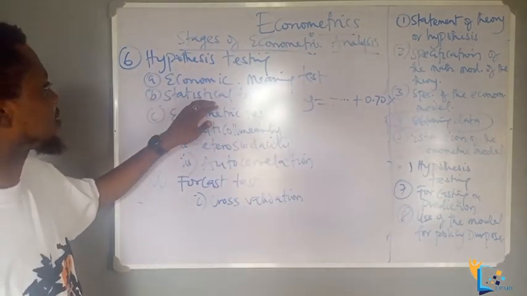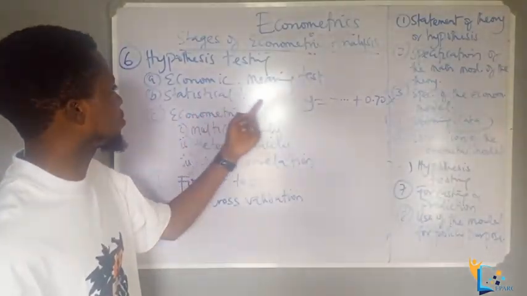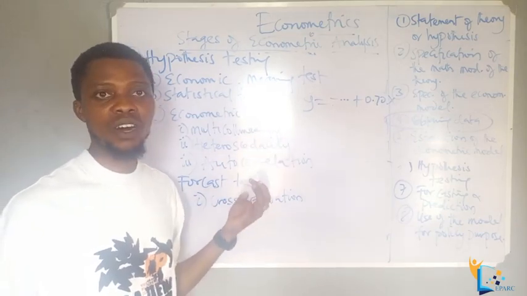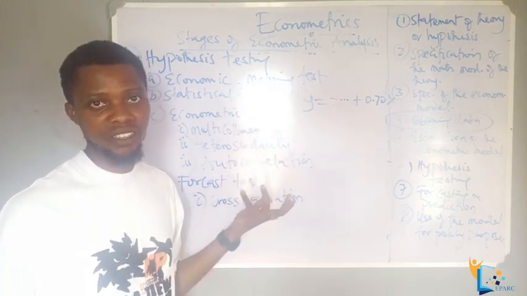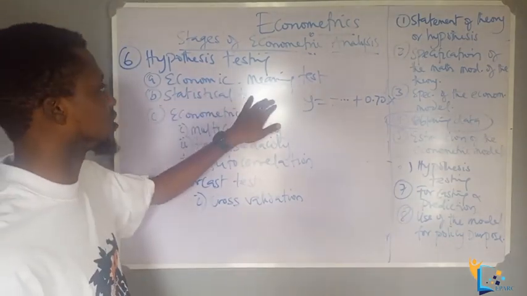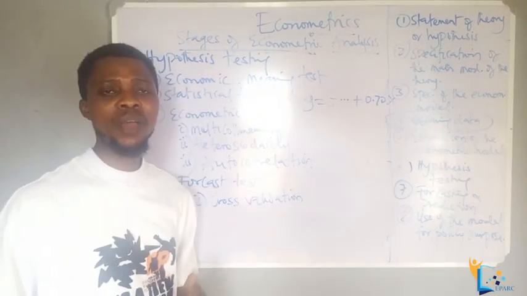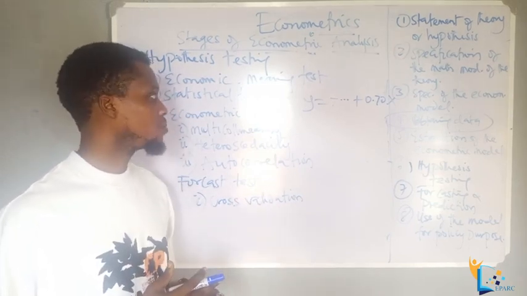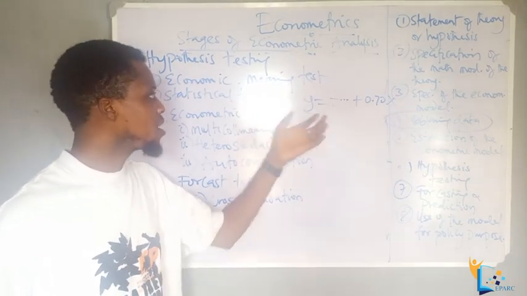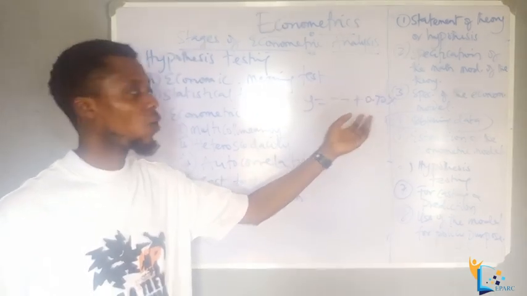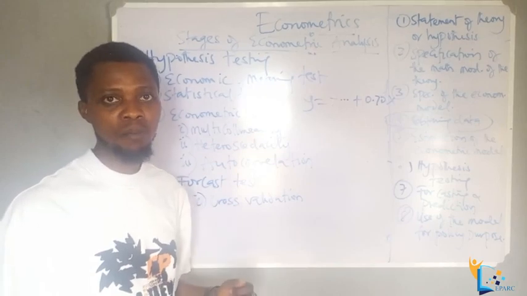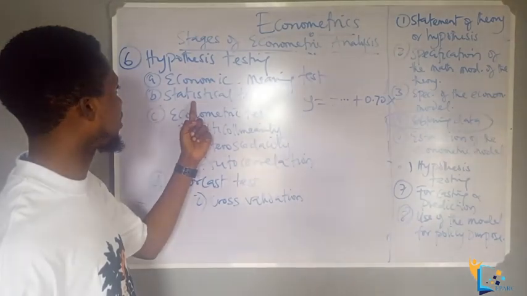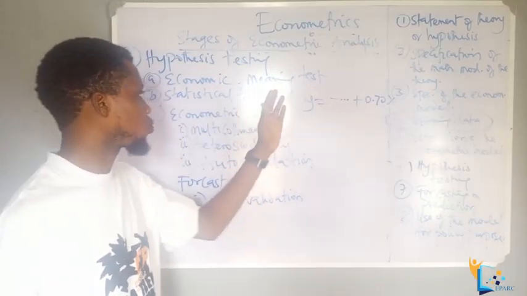Then number 2, we have the statistical test. Under the statistical test, it includes the goodness of fit and the test of significance of the parameters. That's what we are trying to establish under the statistical test. Before we accept or reject the model, we must ensure that the MPC is sufficiently less than 1. To enable us make that decision, we subject the model to a statistical test.